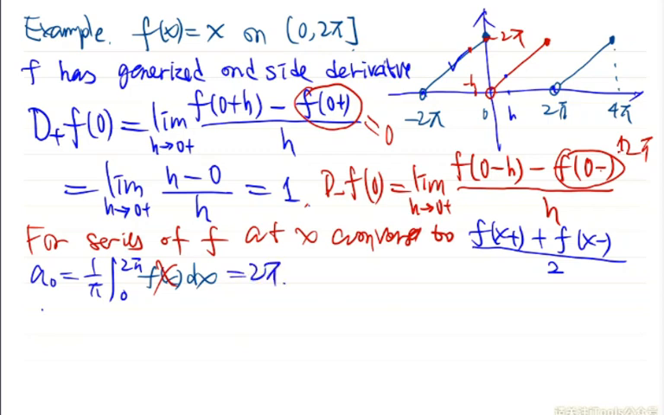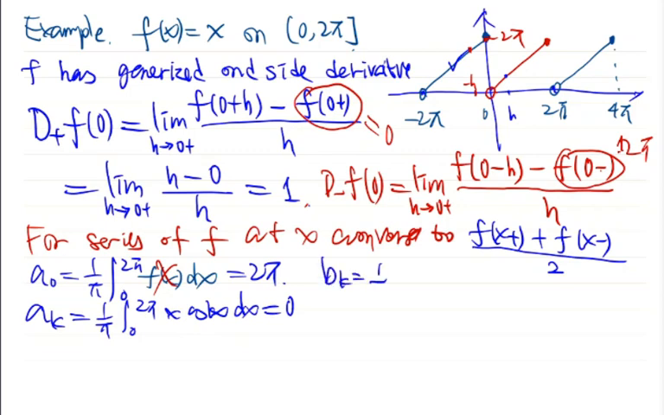And ak is 1 over pi, integral 0 to 2 pi of x cosine kx dx. You will see this is 0. And the bk is 1 over pi, integral 0 to 2 pi of x sine kx dx. And this is easy to compute. It is minus 2 over k.